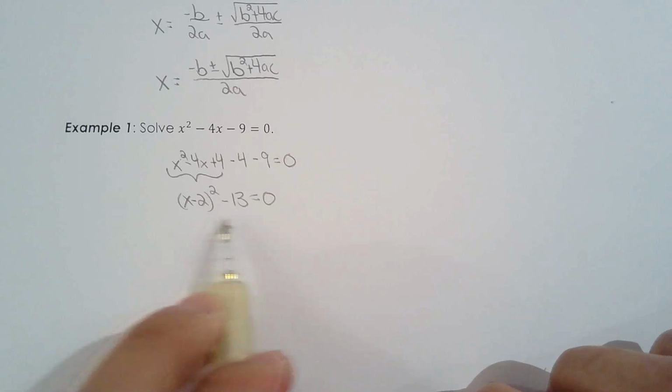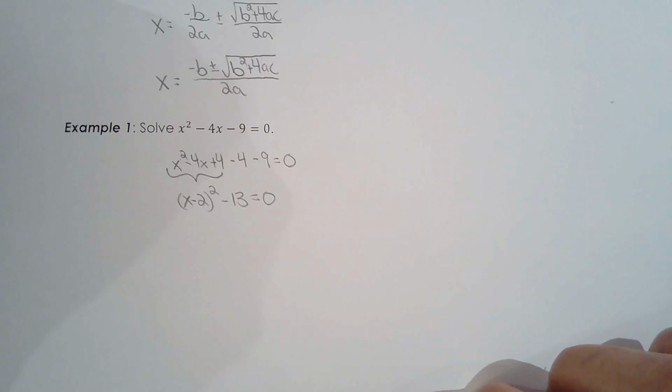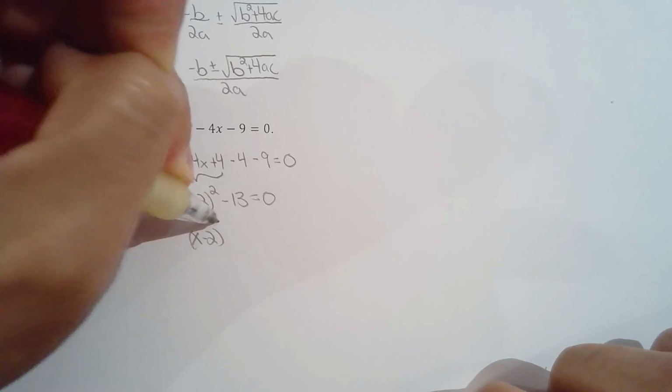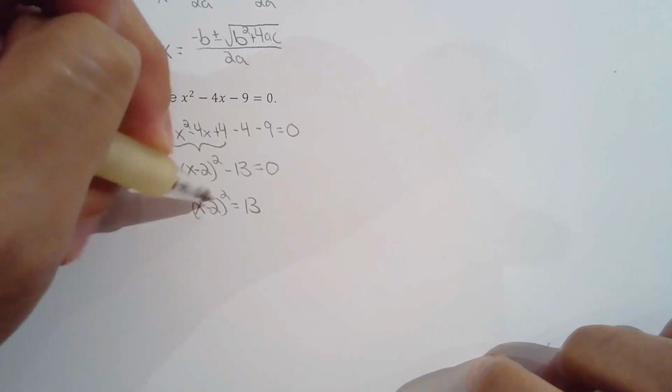Guess what? You can now isolate for x. Just perform inverse operations, right? Just rearrange and isolate like you did in grade 9. So x minus 2 squared equals 13. Now hold on here.